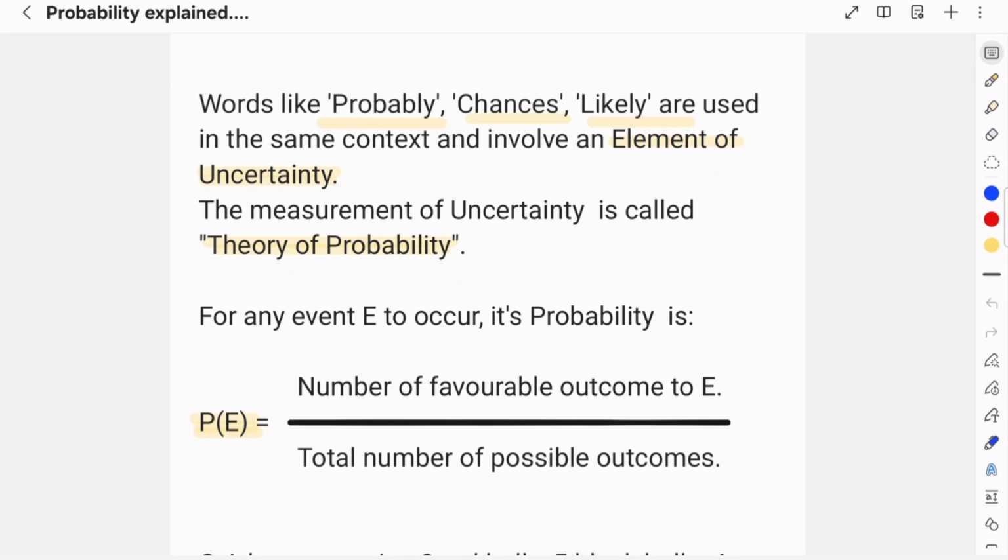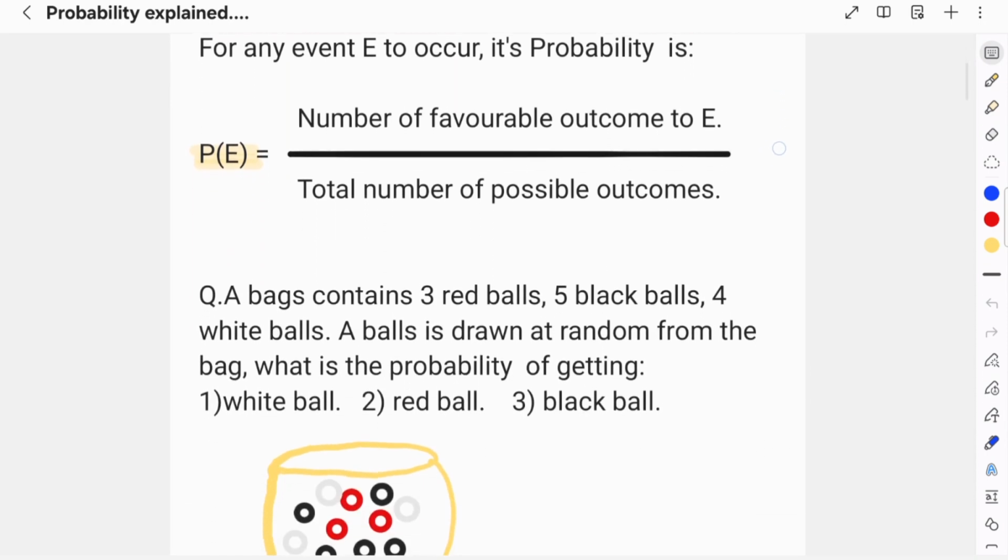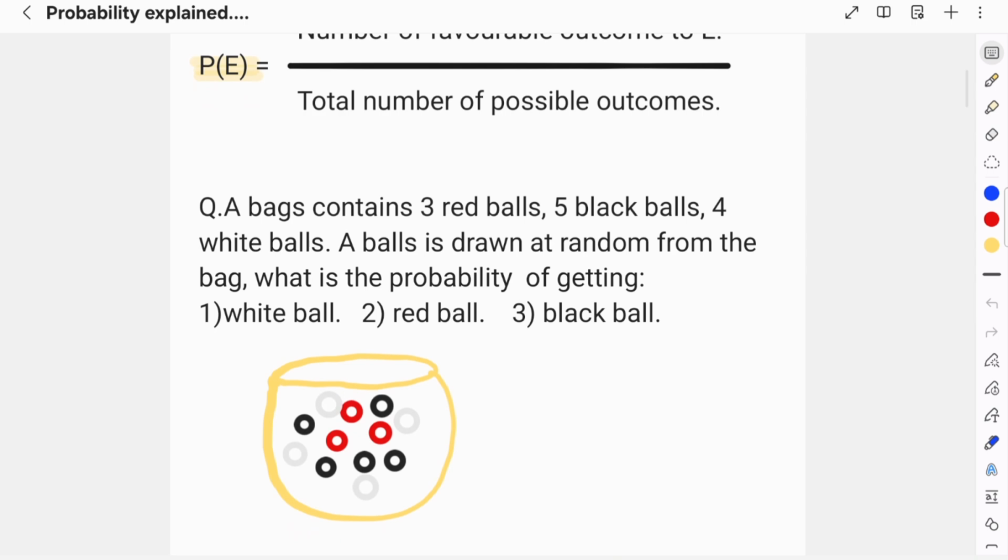So the first question is, a bag contains 3 red balls, 5 black balls and 4 white balls. Now a ball is drawn at random from the bag. What is the probability of getting 1 white ball, 1 red ball and 1 black ball? Let's see how we can solve this.